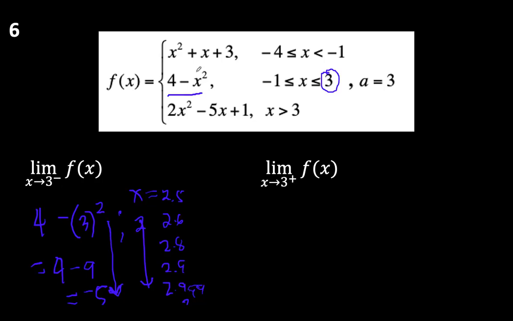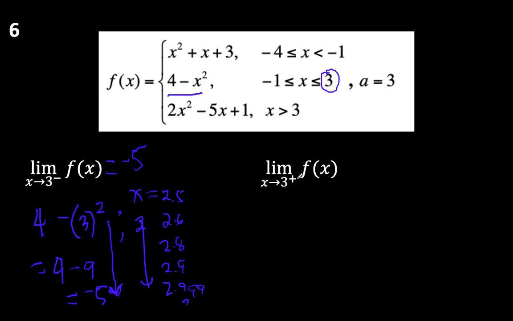Okay, why? Because let's consider 3. So 3 squared is 9, and 2.999 is close to 3. So you can substitute 2.999999 here, and that's equivalent to almost 9, right? And 4 minus 9 is negative 5. That's why the answer here is negative 5.